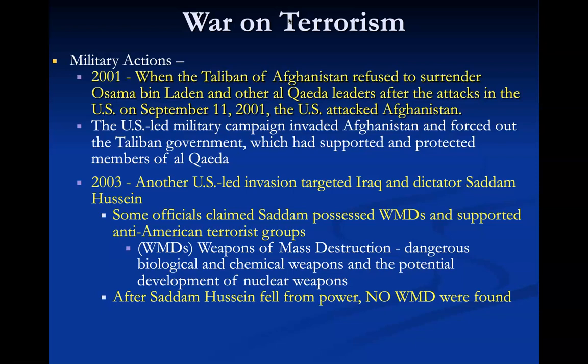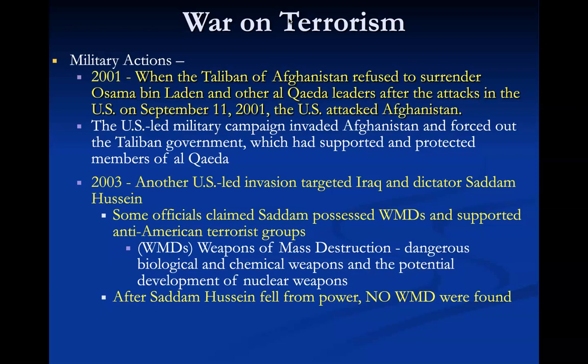So in 2001, when the Taliban of Afghanistan refused to surrender Osama bin Laden and other al-Qaeda leaders who were responsible for the attacks on 9/11, the U.S. attacked Afghanistan. The Taliban was the corrupt government running Afghanistan at the time. The U.S. led military campaigns to invade Afghanistan and forced out the Taliban government. The Taliban does still exist, but it's a lot smaller than it has ever been.